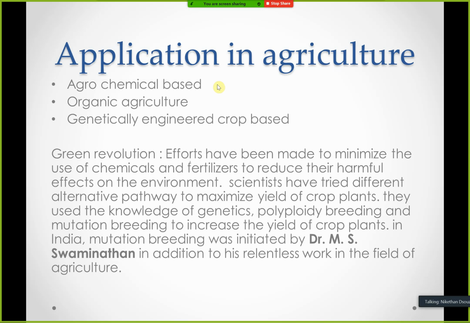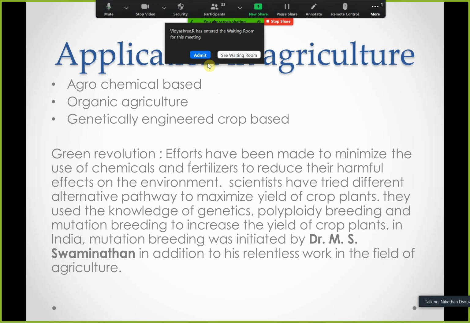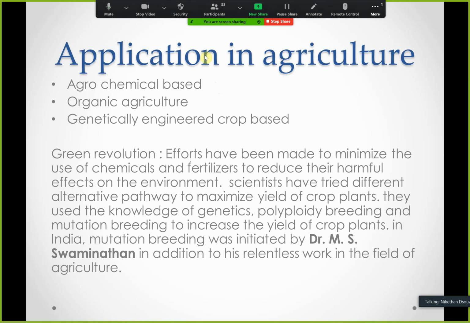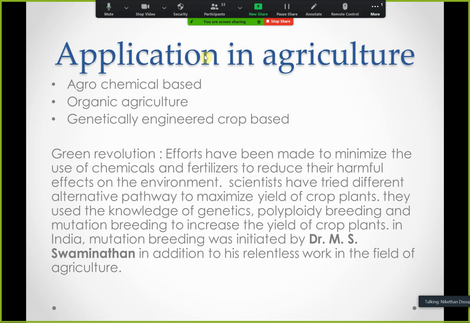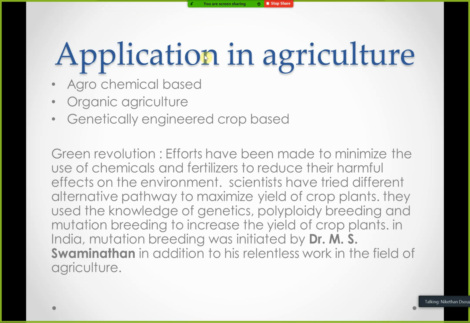Use of chemicals, it may be potassium nitrate, sodium, some of the chemicals we use in our routine fields in agriculture. Or it may be organic agriculture, or genetically engineered crop. But we don't go through the agrochemical basis or the organic agriculture. We only go through the genetically engineered crop based method.